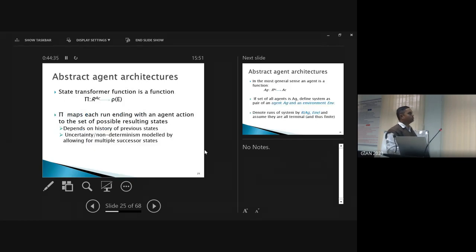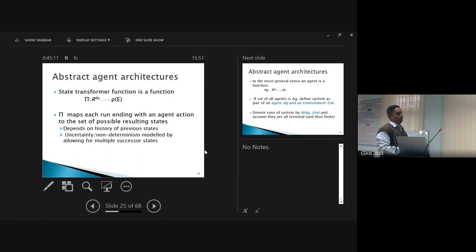Okay, so this is called the state transformation function, Pi R AC that leads to rho E, which maps a run ending with an agent action to a set of possible resulting states. So if you start from one state and perform a set of actions, that is a complete run, and that leads to a new state.